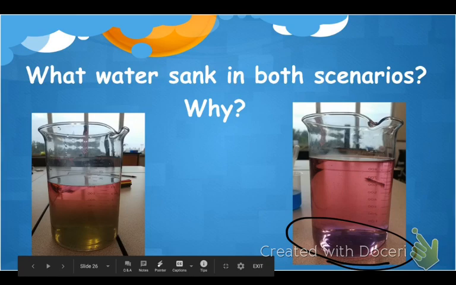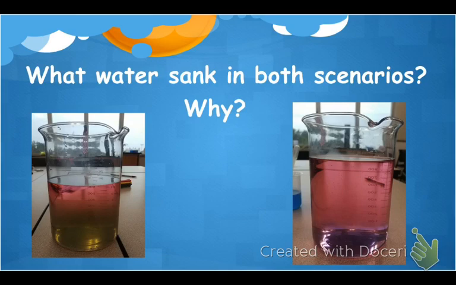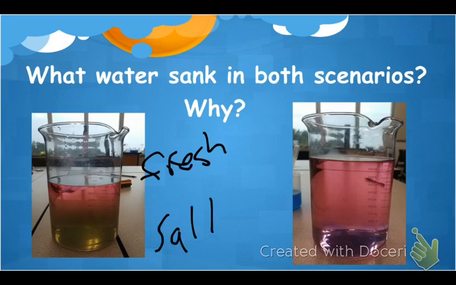The other part of the lab that we would have done is we would have had fresh water and then we would have had salt water. The fresh water was red and the salt water was green. Once you mix the two, the fresh would stay on top and the salt would be on the bottom. So in this picture, this would be the hot and this would be the cold down here.